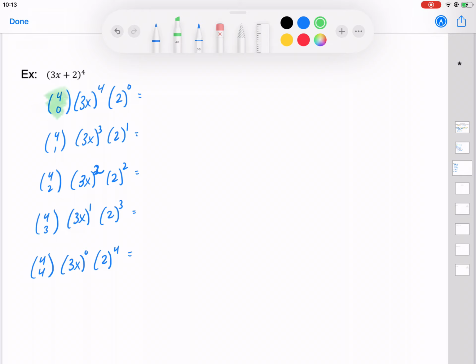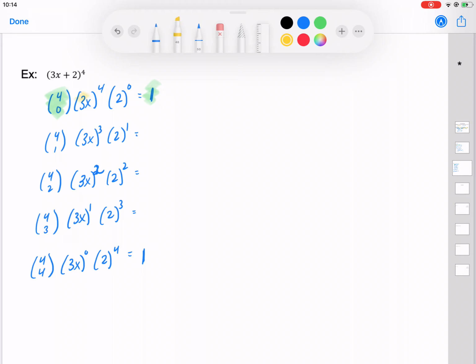I do term by term, so 4 choose 0. By the way, n choose 0, no matter what n is, always going to be 1. N choose n is also always going to be 1, so you don't even need your calculator for that one. So that was that part.